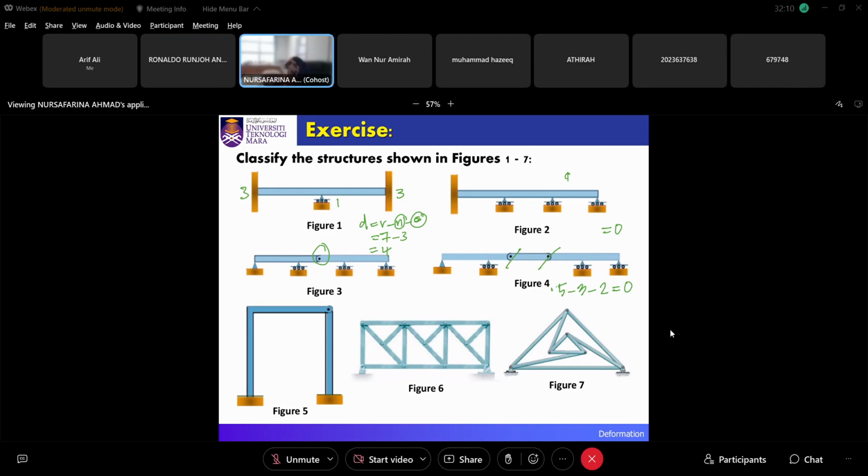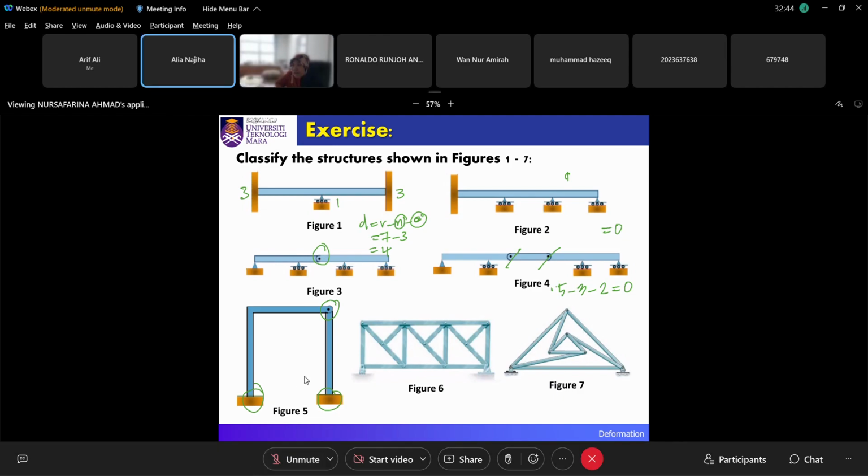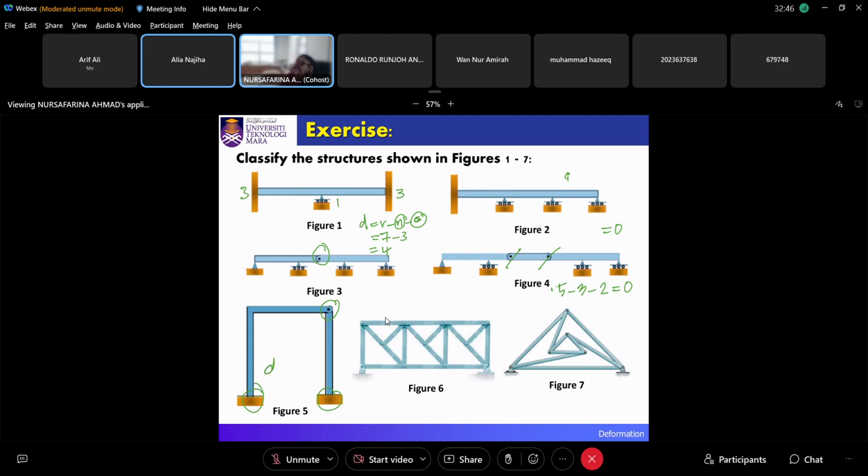Figure 5, Alia Najiha. So you got 2. How many reactions do you have? 6, correct? Because it is a fixed support, and N is always 3, right? Then you get 1. So you will get D equal to 2.